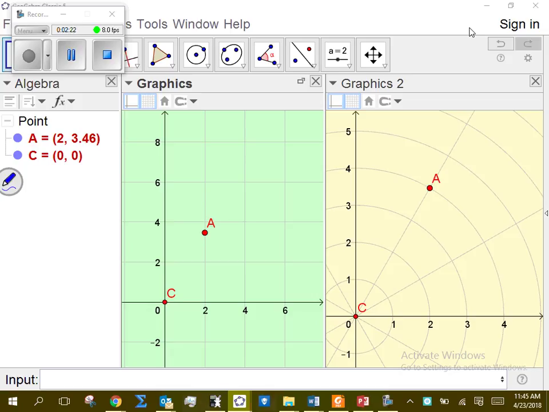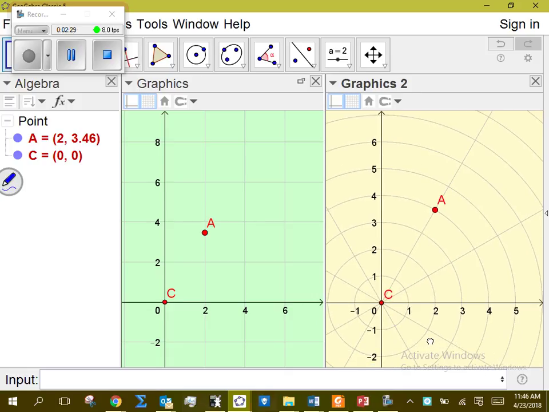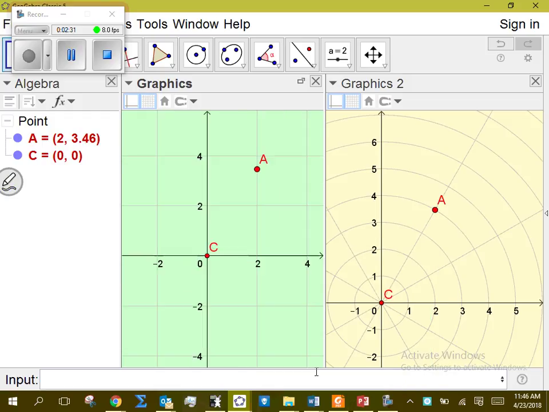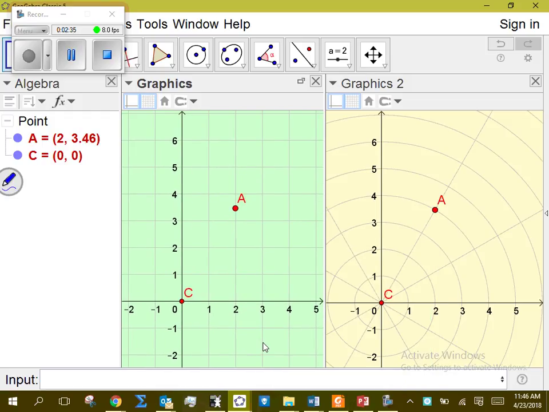Okay, so this point right here, let me get a standard view here. Would you agree that those things kind of look to scale? A to C in the green and A to C in the yellow. They look the same, don't they? Because they are. C is the exact same point in both graphs. A is the exact same point in both graphs.